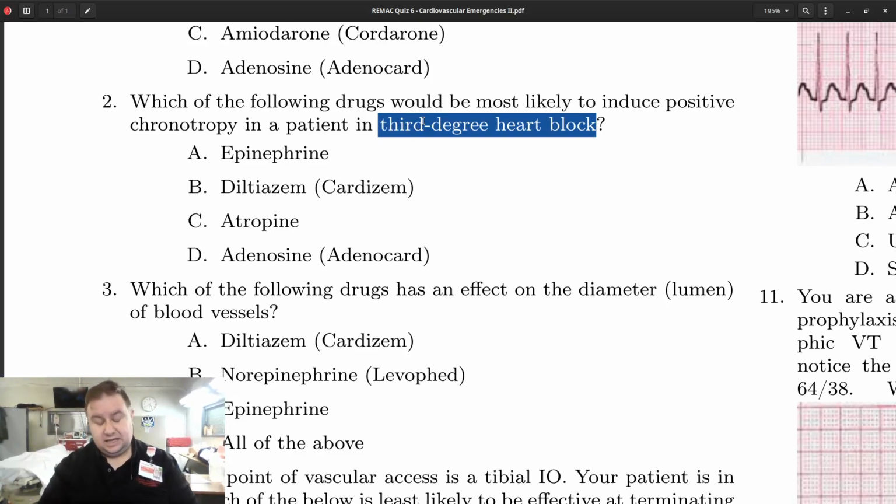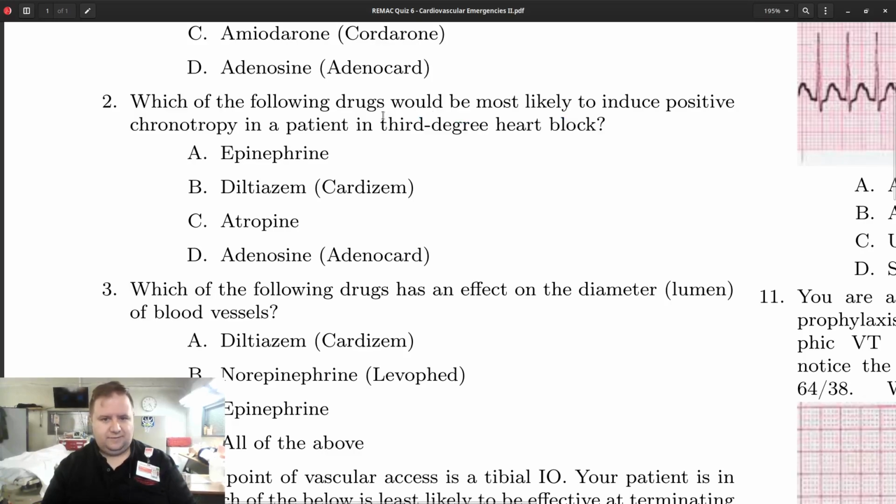Can you still give it? Yes, you can. There's evidence that it will increase preload by increasing the atrial rate, and in some cases, there are patients out there where the vagus nerve does innervate the top part of the ventricles, and so in some uncommon cases, you may even get positive chronotropy from your atropine, but it is not what we would expect. What we would expect, or rather what we would use if we had to pace this patient chemically, is epinephrine. Epinephrine acts directly on the ventricles.